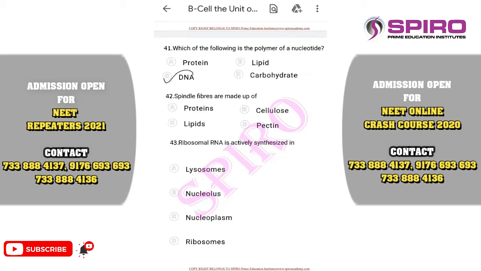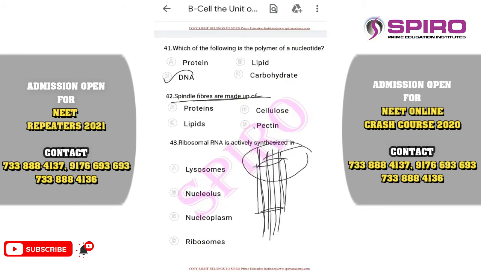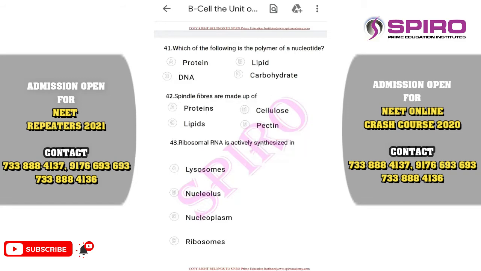The spindle fibers are made up of... just now I have explained, the spindle fibers are made up of nothing but what? They are made up of the tubulin protein. So tubulin is nothing but a protein, right? So the correct option here is not cellulose, lipids or pectin. The correct option is protein, the tubulin protein.